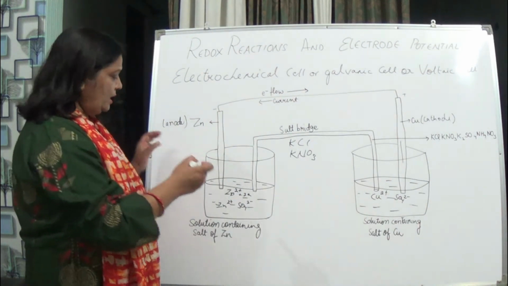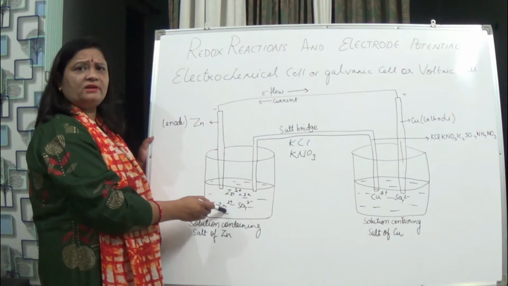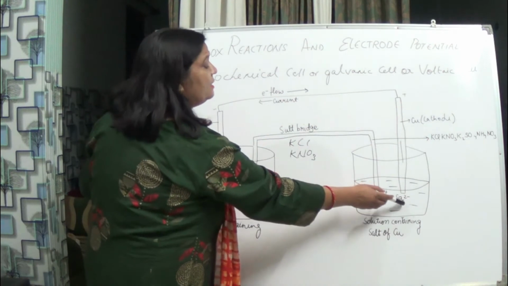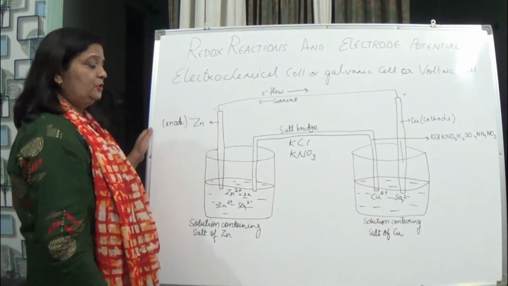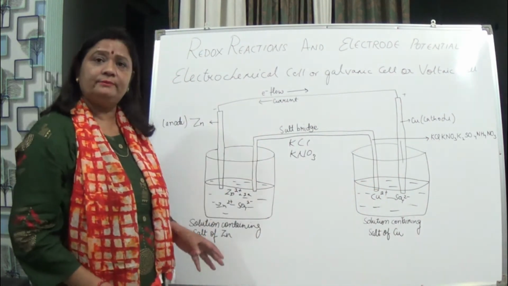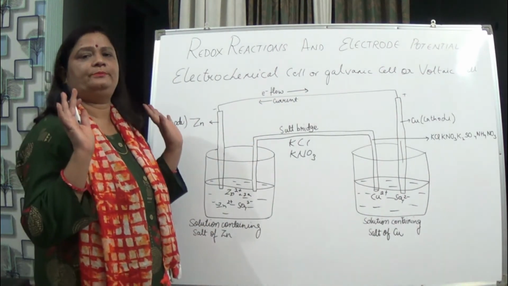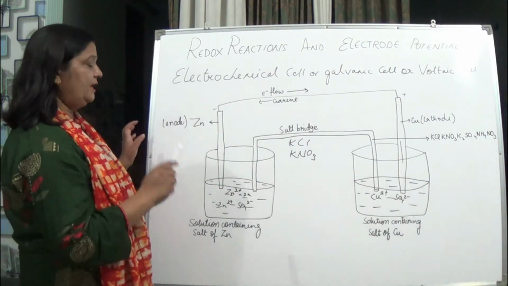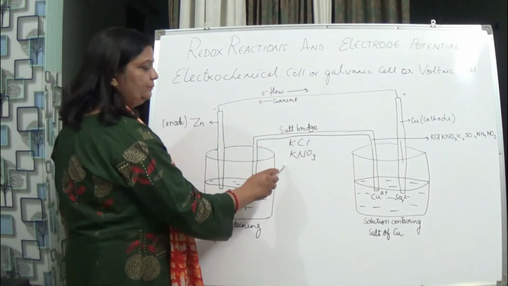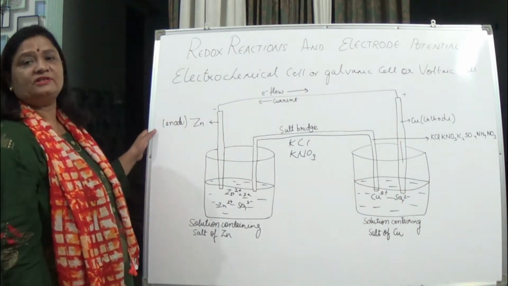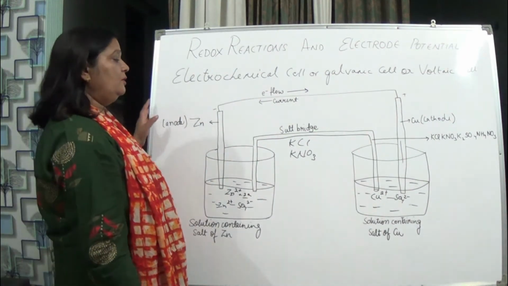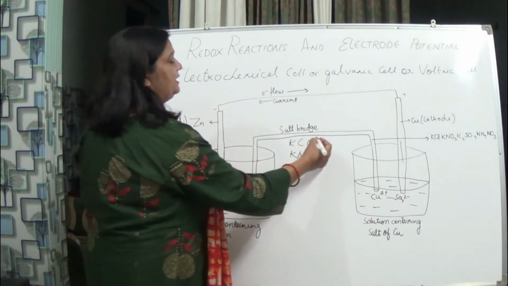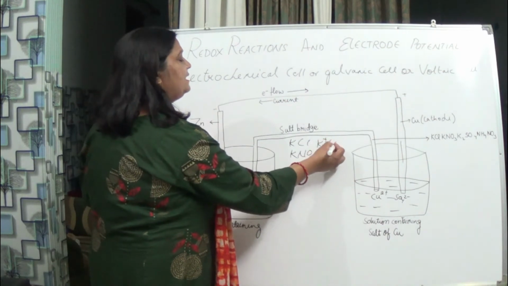But a time comes when you will see the accumulation of Zn2+ ions here, and a shortage of copper ions, and the sulfate ions will be more. What happens if this is accumulated? The reaction will stop. But does this happen? No. Actually there is a salt bridge, I said to you, made from potassium chloride, potassium nitrate. Suppose it is KCl, it will be K+ and Cl- ions.